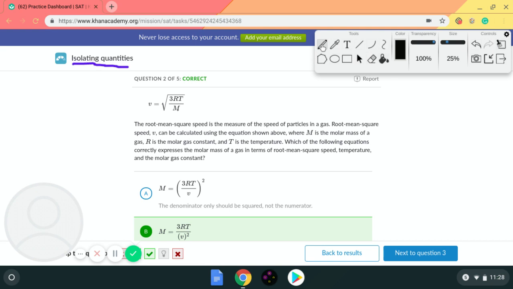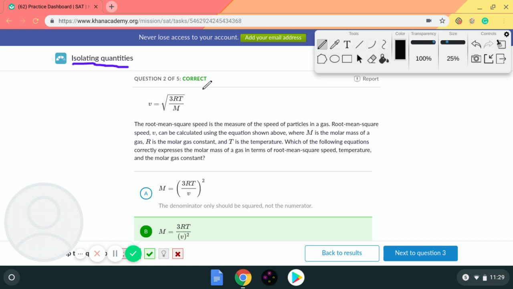All right, here we go. The root mean square speed is the measure of speed of particles in a gas. Root mean square speed, v, can be calculated using the equation shown above, where m is the molar mass of a gas, r is the molar gas constant, and T is the temperature. Which of the following equations correctly expresses the molar mass of a gas in terms of root mean square speed, temperature, and molar gas constant?